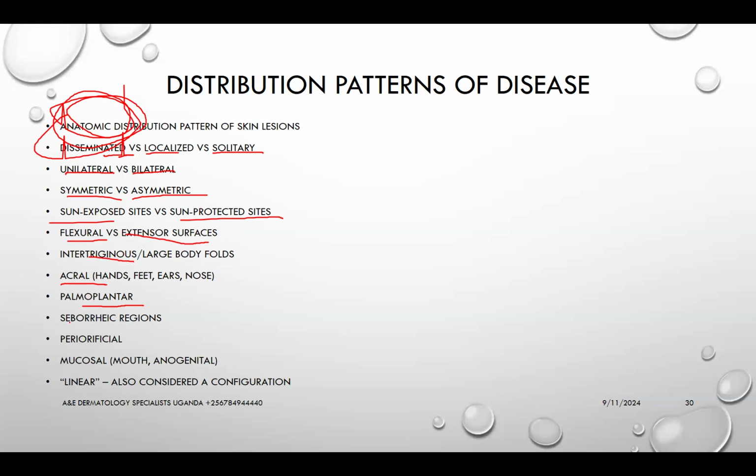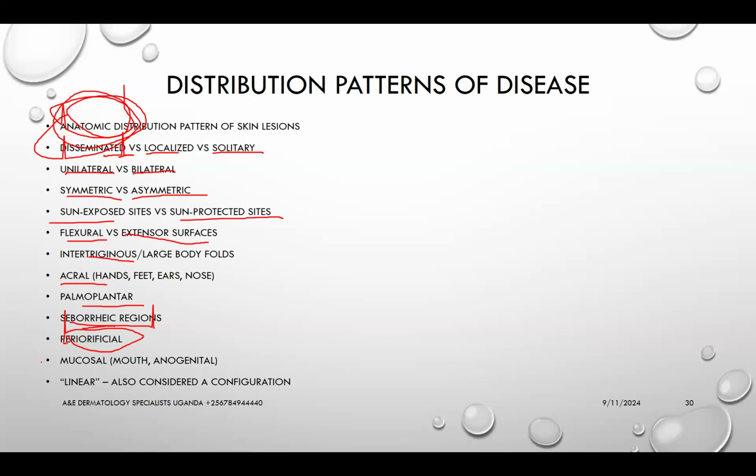Then seborrheic regions, these are the areas that have a lot of sebaceous glands. So we have disease conditions that have a distribution pattern that we call seborrheic in nature. For example, acne vulgaris, Pityrosporum folliculitis, and Darier disease, all those ones have a seborrheic distribution. Then we have what we call periorofacial. For example, in steroid-induced acne, the rashes you find all around the mouth. That is what we call periorofacial.